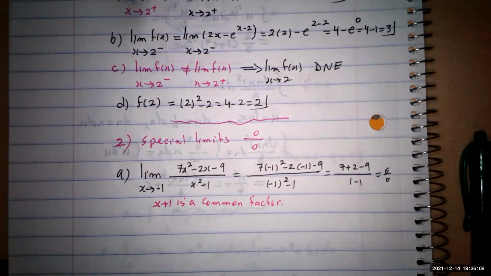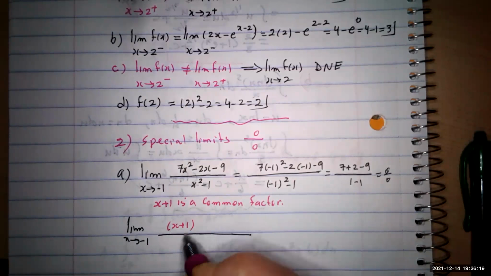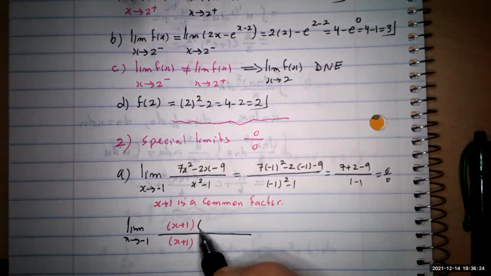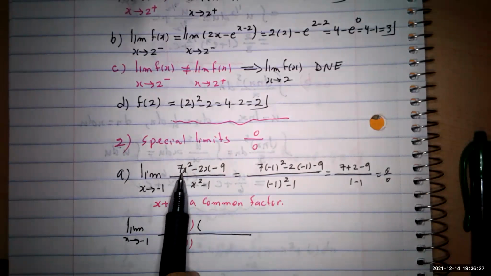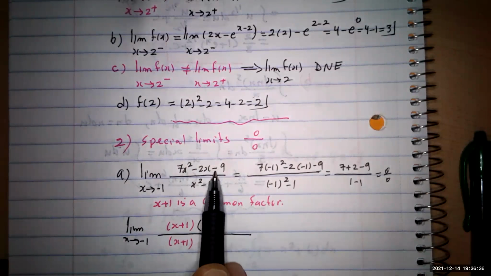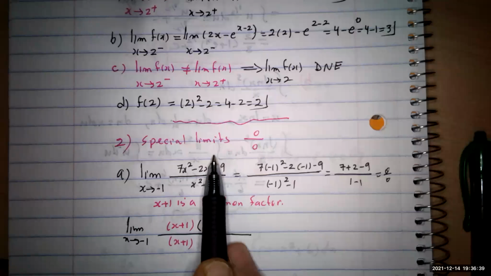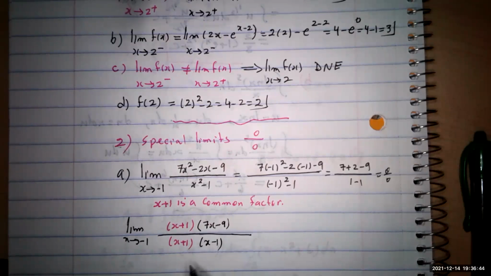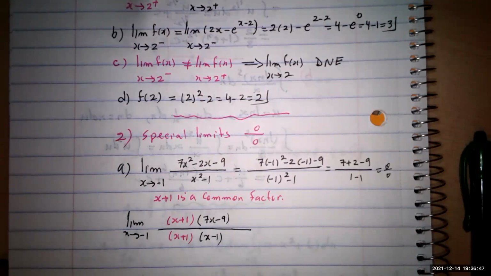Limit as x goes to negative 1. Pull out that common factor, you see the common factor on the top, the common factor on the bottom. So the top, what's the leftover? This is 7x squared, this is x. So x times 7x gives 7x squared. Numbers: 1 times what would be negative 9? 1 times negative 9, see? And the bottom would be, of course, x minus 1. Quickly, we can pull out that extra factor. Now these two would cancel out.